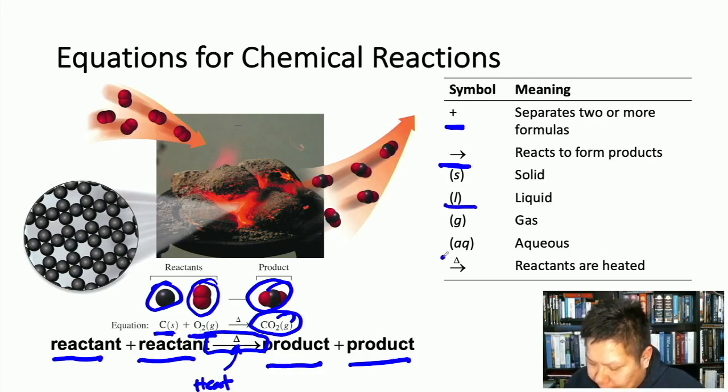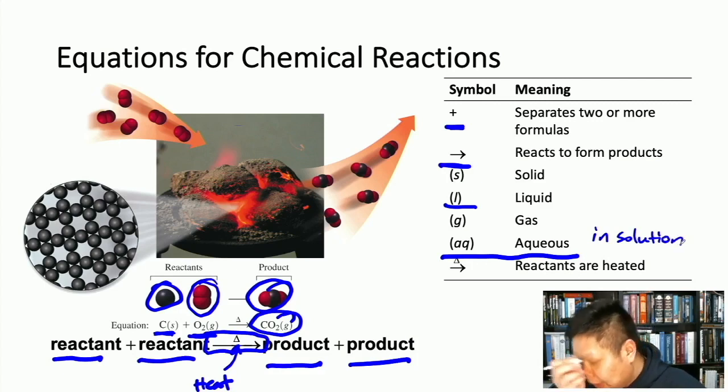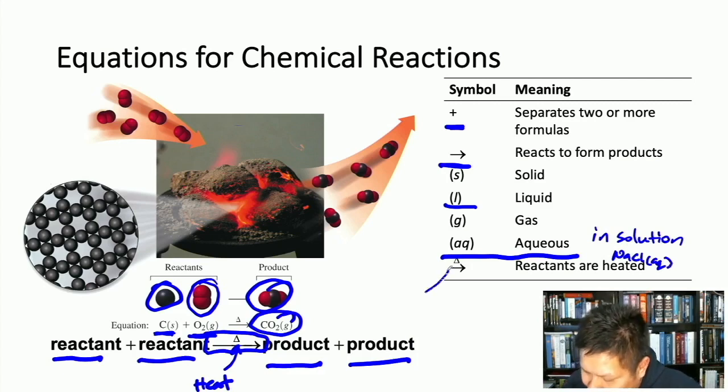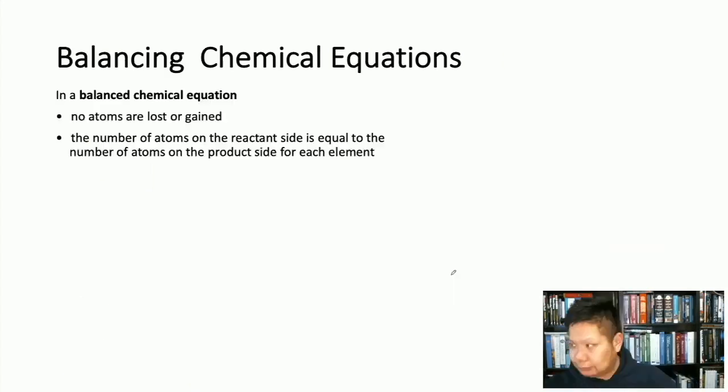And then we also have aqueous, which is AQ. So AQ just means that it's something in solution. An example of that would be something like salt water, right? If you had some salt water and you wanted to write it like it was in a chemical equation, it would be NaCl AQ, right? So that's something that's in solution. And then, as I already said before, when there's a triangle there, that's heat.